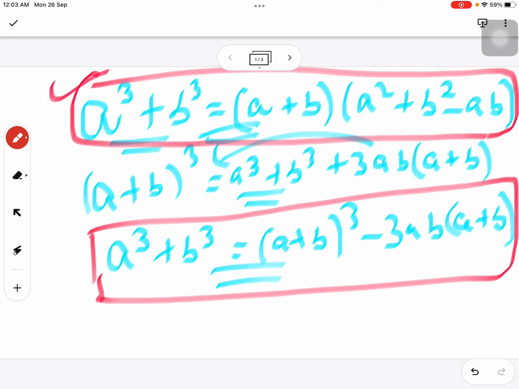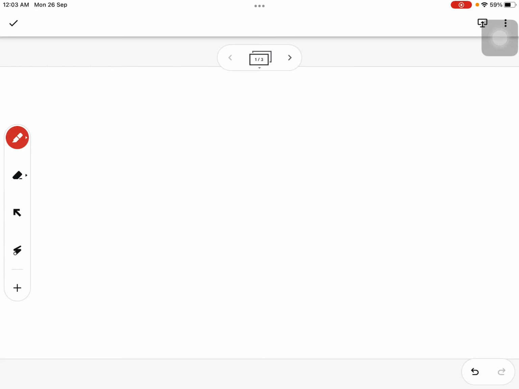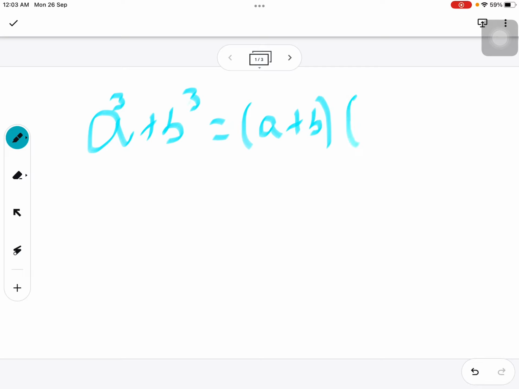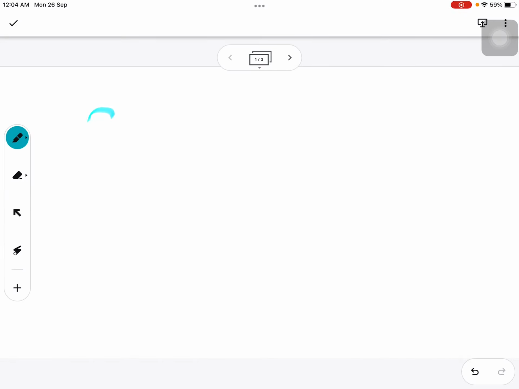This is very important. I'll again give this formula. a cube plus b cube is equal to a plus b into a square plus b square minus ab. Okay, this has to be learned by heart, committed to memory. Let's look at the next formula. a cube minus b cube.